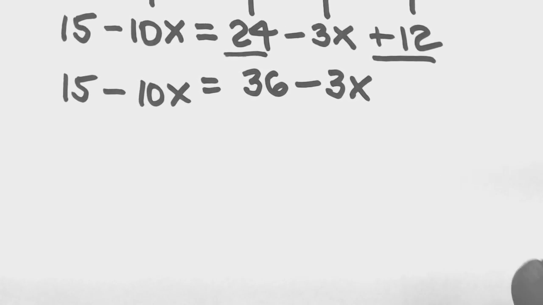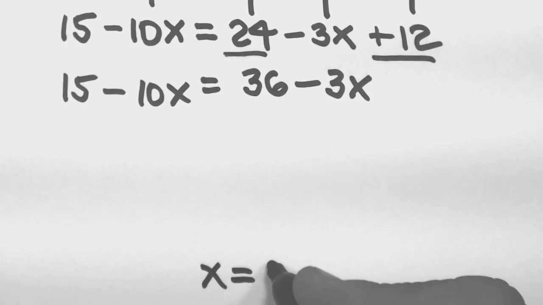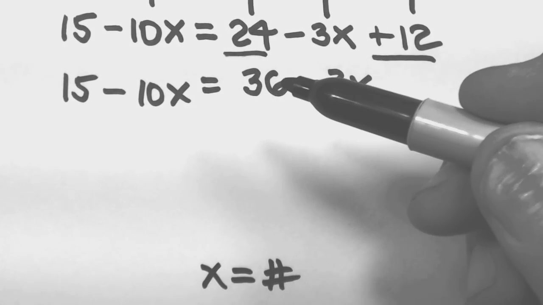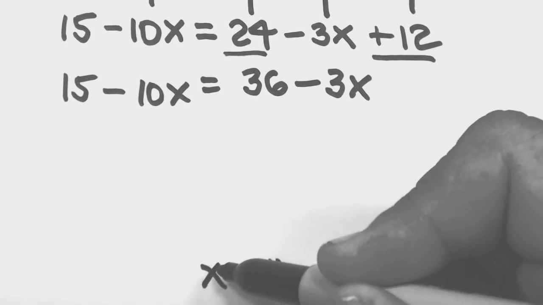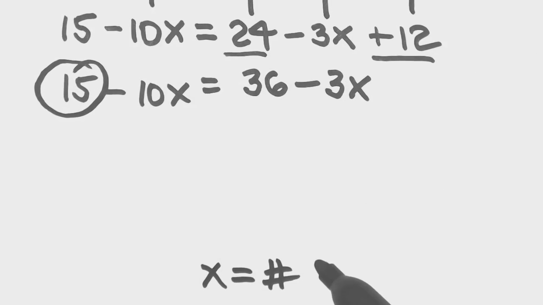The first thing we're going to do is remind ourselves what our goal is. X equals whatever number the answer turns out to be. So we're going to identify who we have to move. X's are okay on the left. The negative 10x is okay, but the plus 15 has to move.